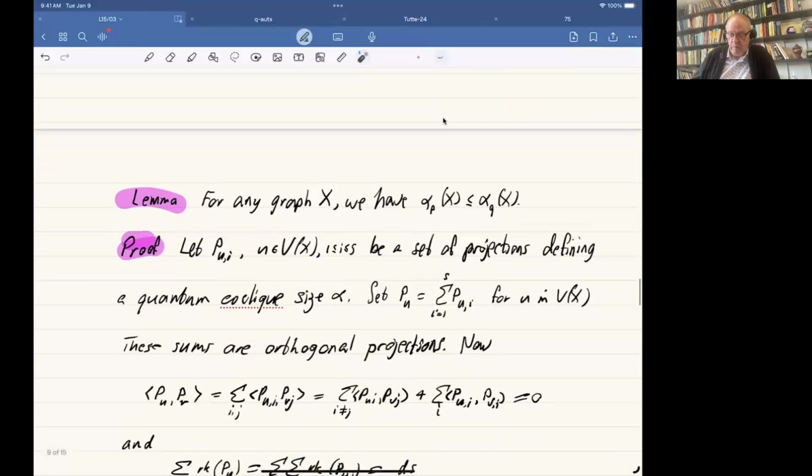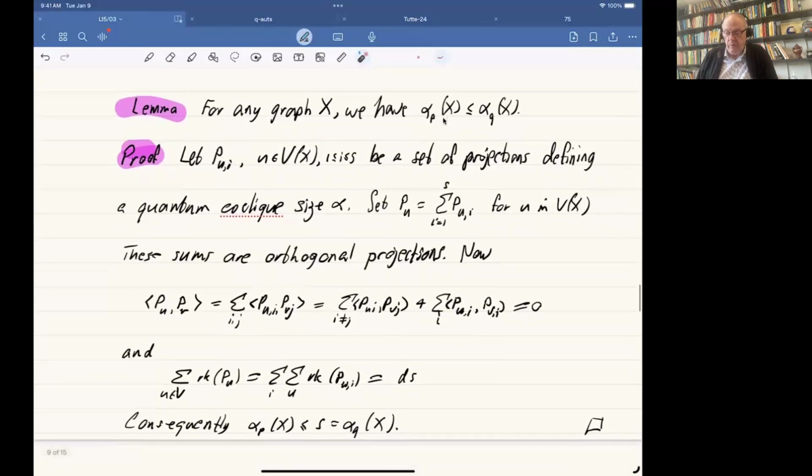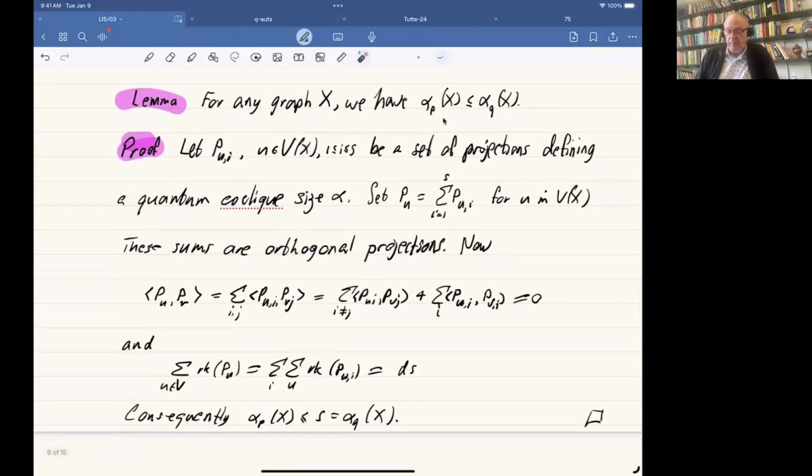And then, well, we need a preliminary limit, namely that the claim is that the projective packing number is a lower bound on the quantum co-clique number. Okay, now, so let's do that. So we're going to start with the quantum co-clique.